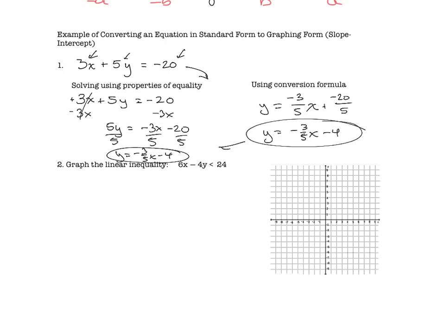Notice I get the same thing that I had before. That's just demonstrating the conversion formula for you. If it makes sense, then it's a great, powerful little thing to know. If it doesn't, stick with the properties of equality.